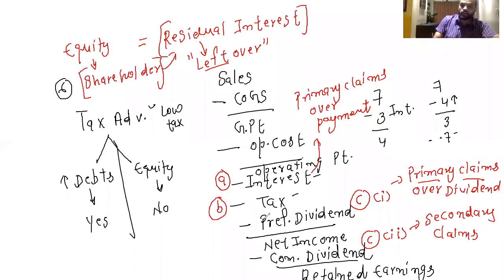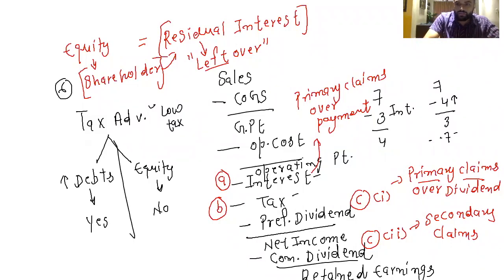So the idea is that preference shareholders have primary claims over the dividend, and common shareholders have secondary claims over the dividend. So common shareholders always receive dividends after preference shareholders' dividend payments. All right. As you can see, the name is preference. Preference means priority, giving them the first chance to get money, right? So that's the meaning of preference. We always give preference to preference shareholders in terms of dividends, and then common, right?